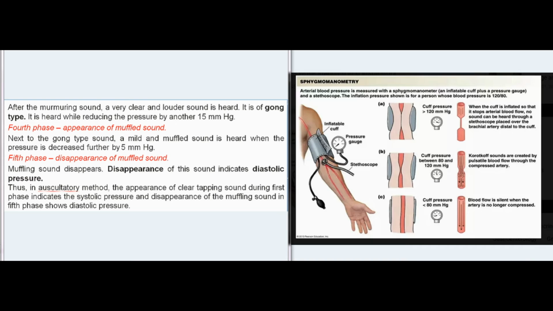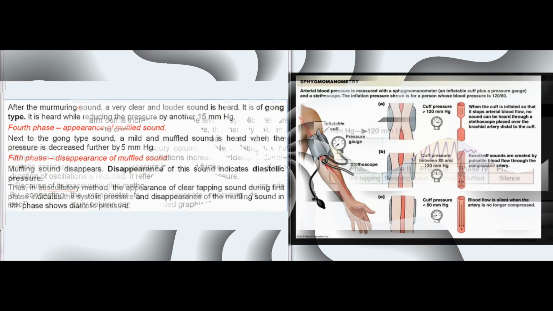Thus, in the auscultatory method, the appearance of the clear tapping sound during the first phase indicates the systolic pressure, and disappearance of the muffling sound in the fifth phase shows diastolic pressure.